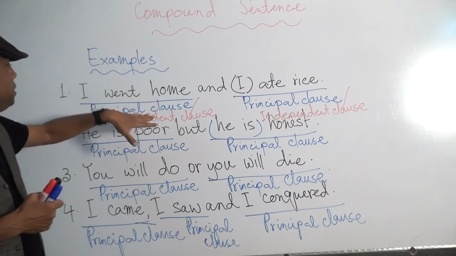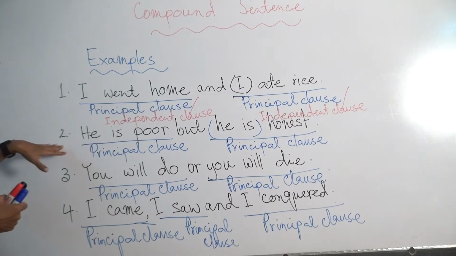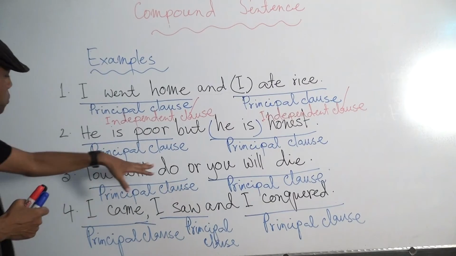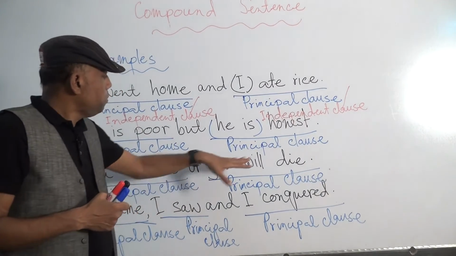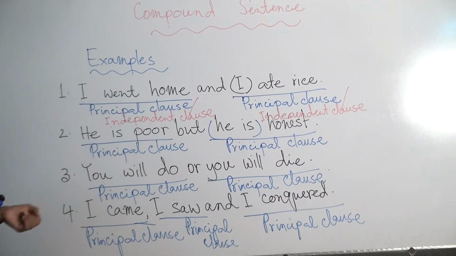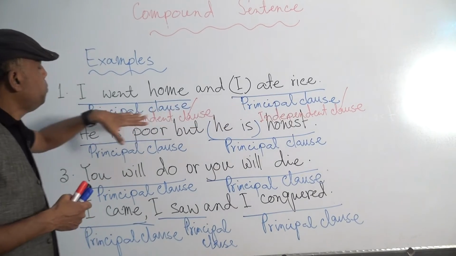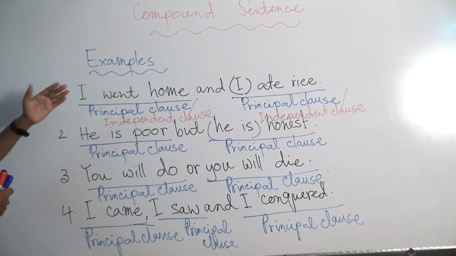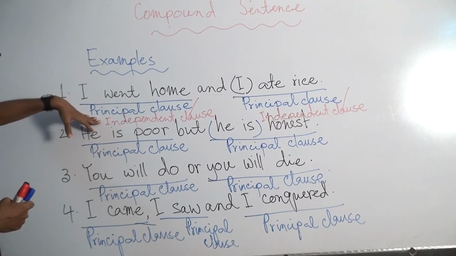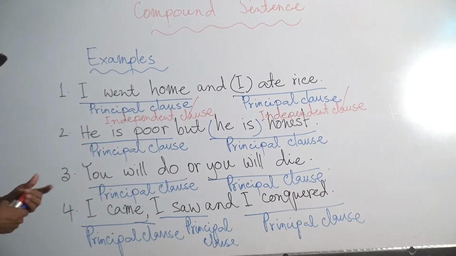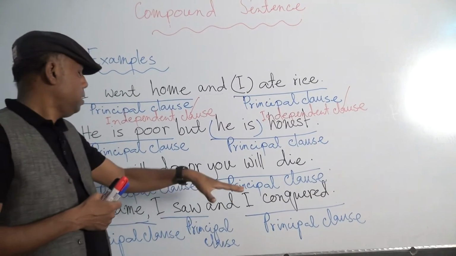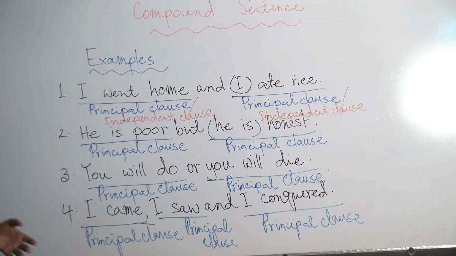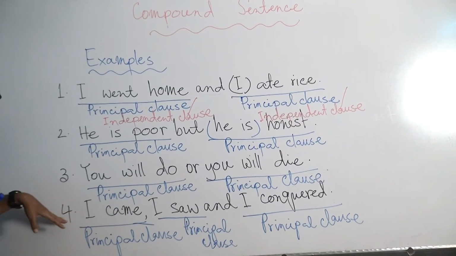Example number 1, I went home is a principal clause, I ate rice is a principal clause. Example number 2, he is poor is a principal clause, he is honest is a principal clause. Example number 3, you will do is a principal clause, or sorry, you will die is also a principal clause. So, in the compound sentence basically we can find two principal clauses connected with and, but, or. But sometimes we can find more than two principal clauses.